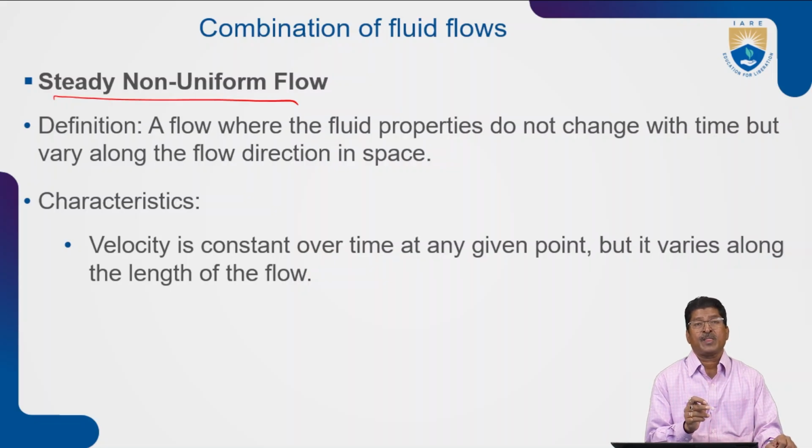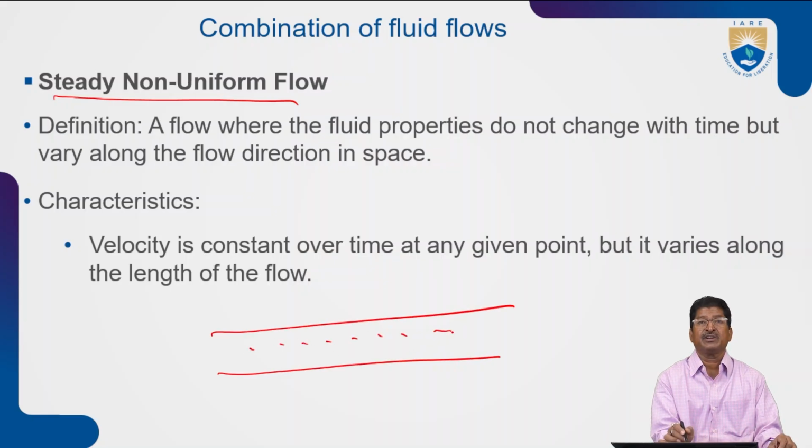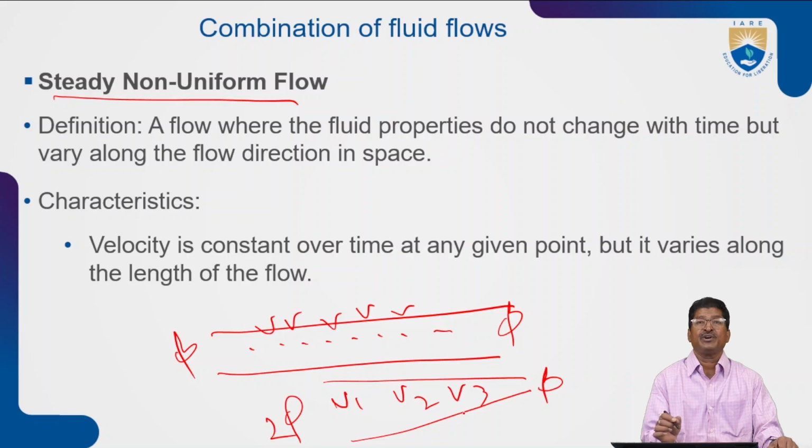Here, non-uniform flow. That means at different points of the flow, the velocity is not constant. So uniform means velocity is constant. If it is here in this figure, velocity is the same, v. So that is uniform. If the pipe is varying like this, with different diameters, here is dia, here is 2 times dia, then here velocity is v1, here v2, here v3. So at different points in the flow, the velocity is changing.